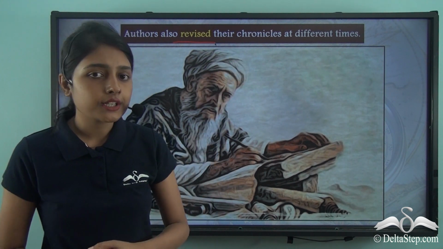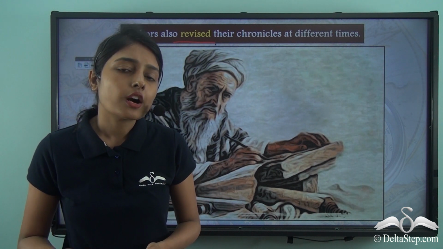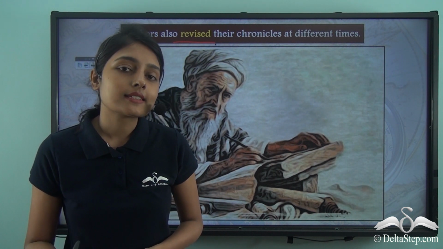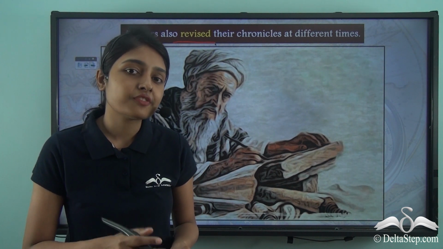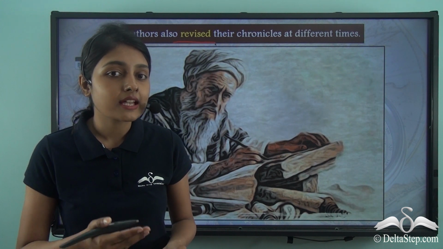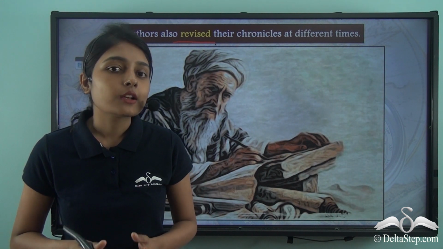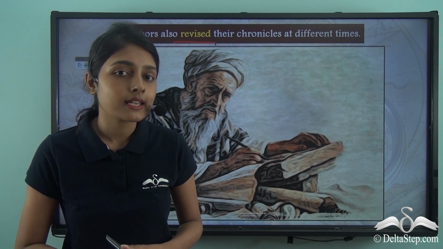What is a chronicle? A chronicle is any piece of written history or any written document that is written chronologically. That is, the event that happens at first will feature at first, and it will be followed by events that come later in time. Now let me give you an example so that you can understand what a chronicle is.